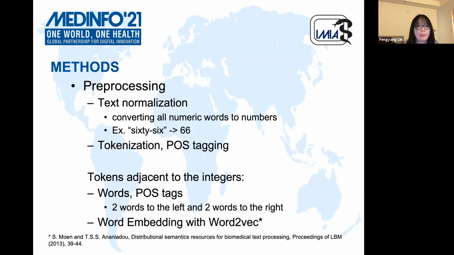In detail, for pre-processing, we first perform text normalization, that is, converting all numeric words to numbers. Then we perform tokenization and POS tagging. We also want to include information about the surrounding text. So we collected words and POS tags for tokens adjacent to the integers. Basically, we collect 2 words to the left of the integer and 2 words to the right of the integer, and also their POS tags. Then we perform word embedding with word2vec for the words that we collected before.